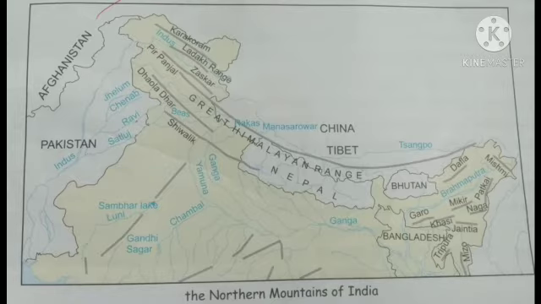Mount Everest in the Himalayas is the highest peak in the world. It is 8,848 meters high. Where is it located? It is in Nepal. The Himalayas have three ranges.